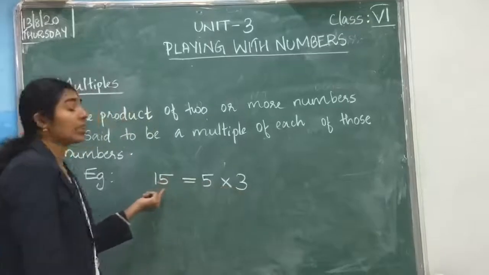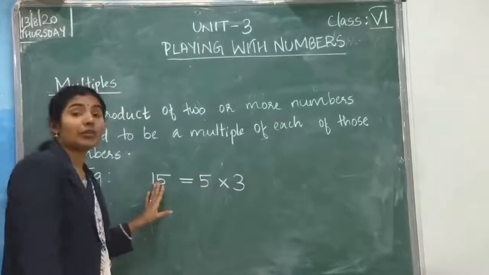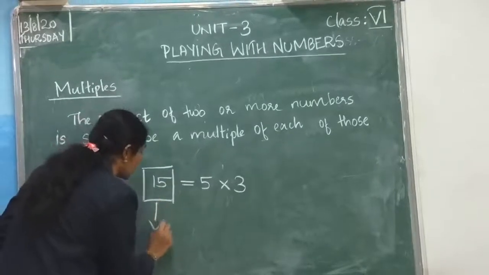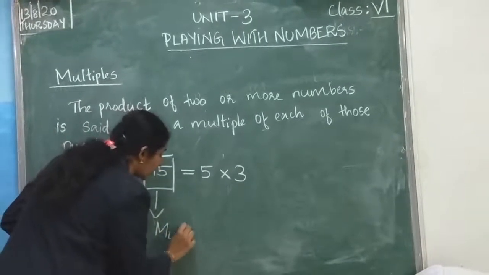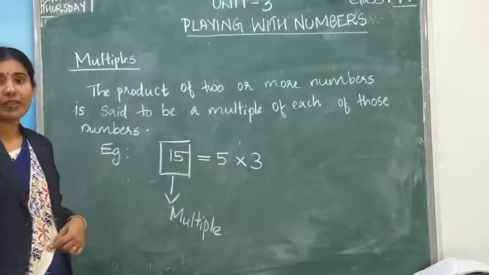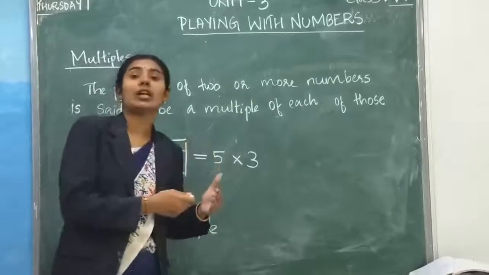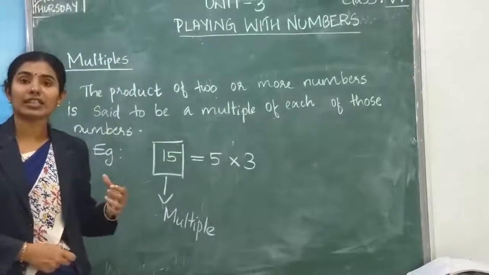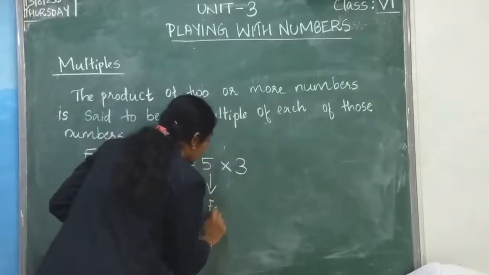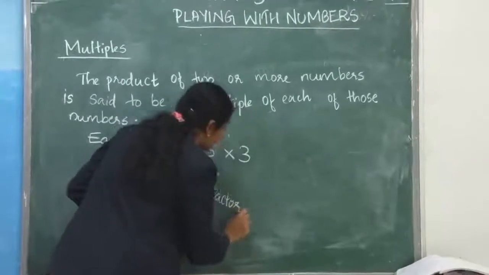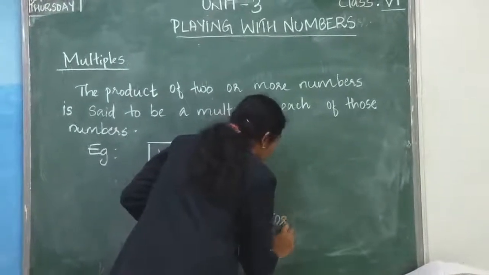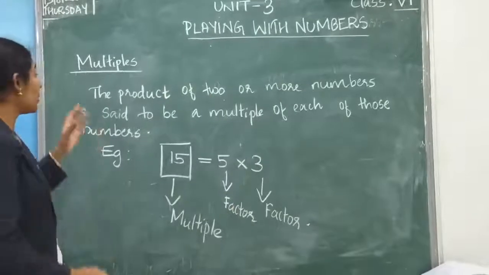The product is 15. When you get the product, we call it the multiple. So which one will be the factor? The numbers you are multiplying, we call them the factors. So which are the factors? You can say 5 is a factor and 3 is a factor. So what is meant by multiples?